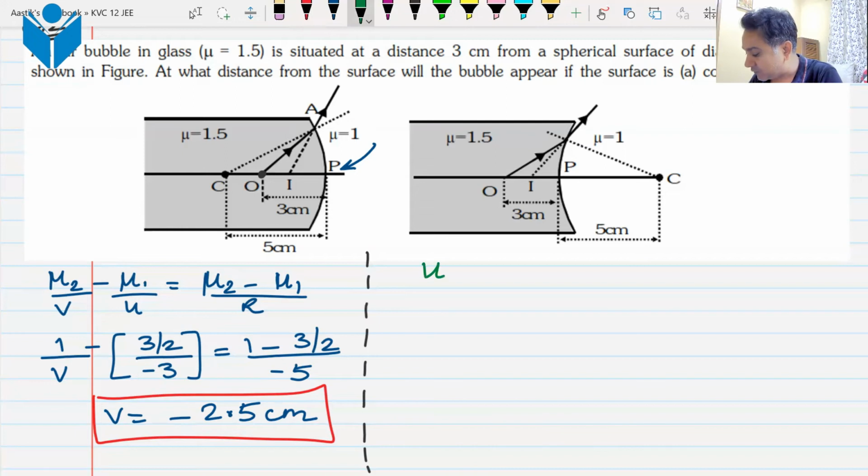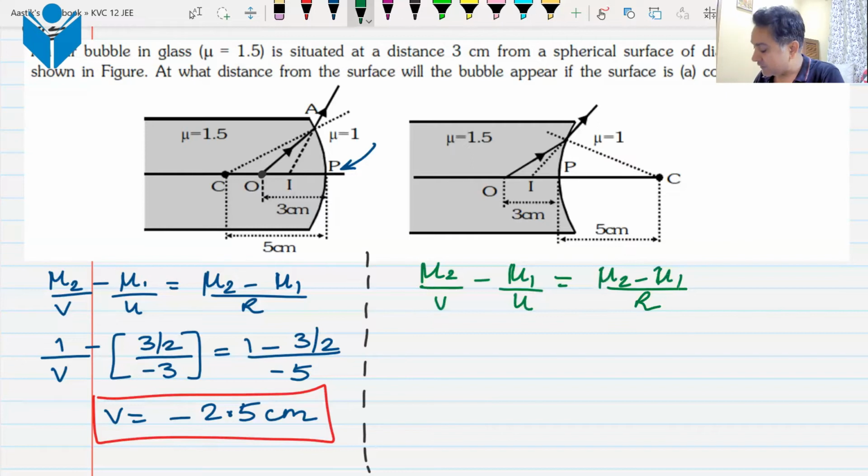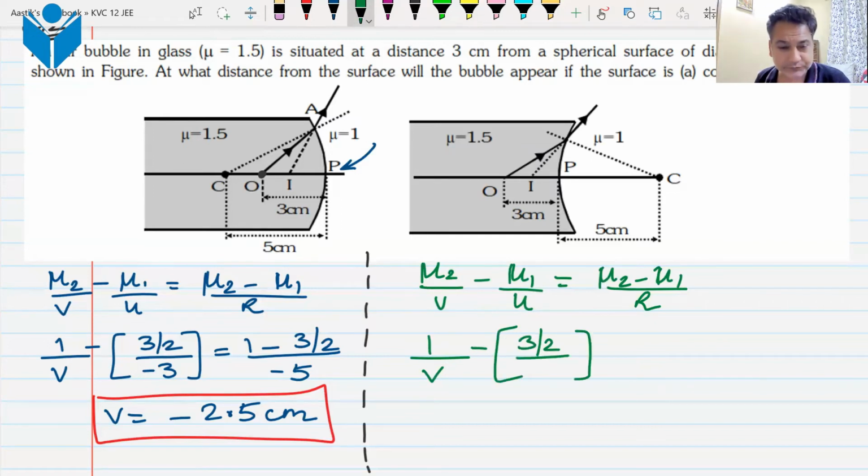I apply the same formula. Formula does not change. Mu2 by v minus mu1 by u is equal to mu2 minus mu1 by r. Why do I write it so many times? So that I remember it and see if I made a mistake. I now put the values again. The value of mu2 is 1, v is v, and the value of mu1 is 3 by 2, divided by u. What is the value of u? Has it changed? It is still minus 3. That will be equal to 1 minus 3 by 2.